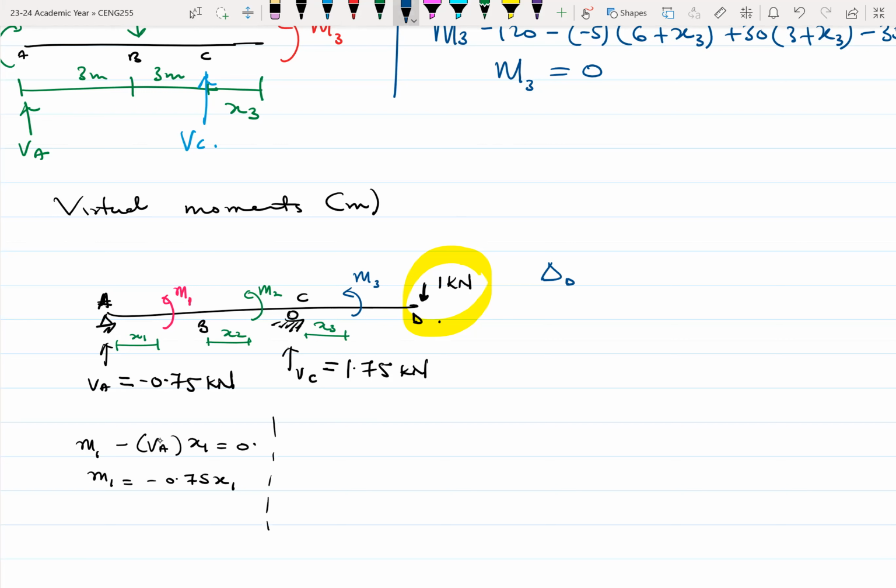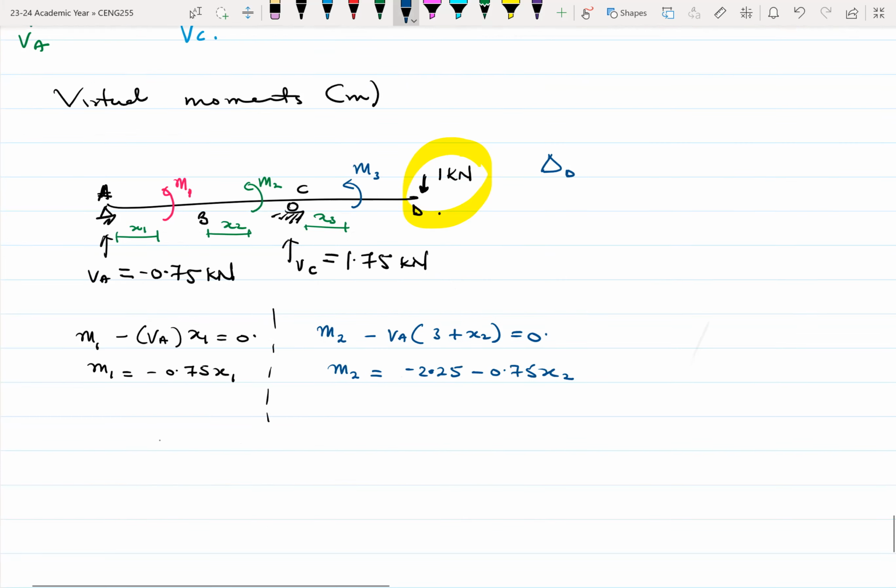Again, our m2 becomes m2 minus VA times 3 plus X2 equals 0. All right. So our small letter m2 here will be equal to minus 2.25 minus 0.75 X2. Now let's find m3.